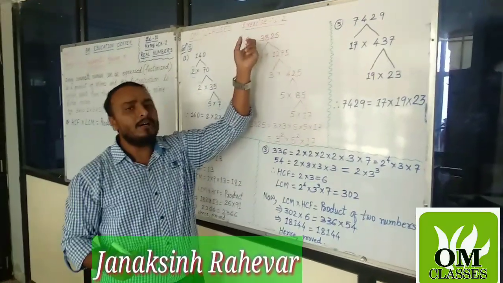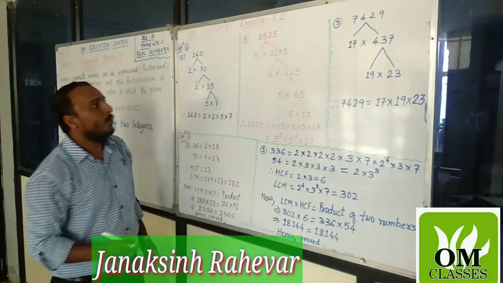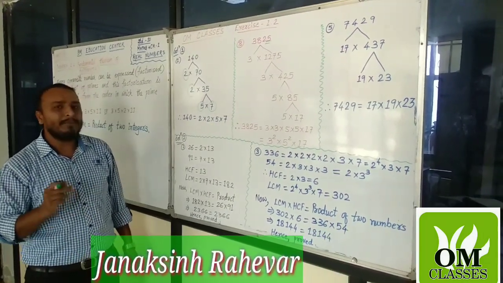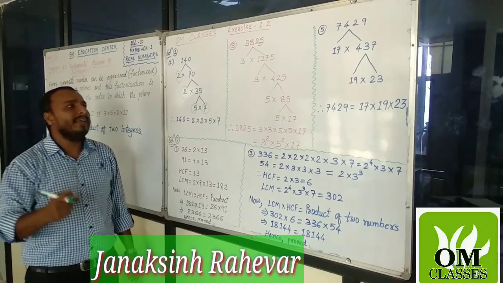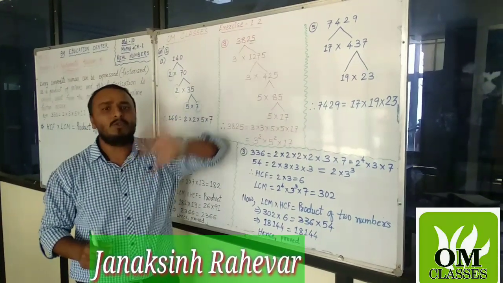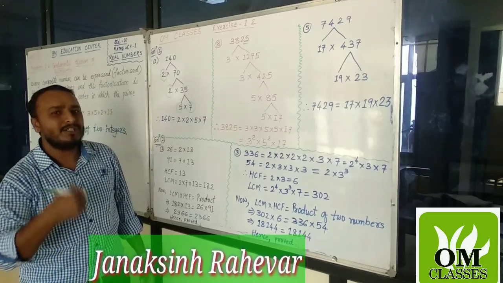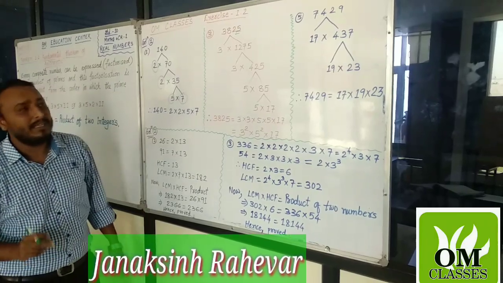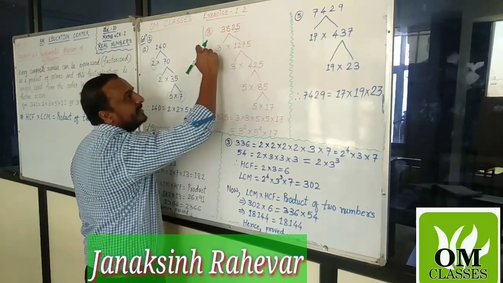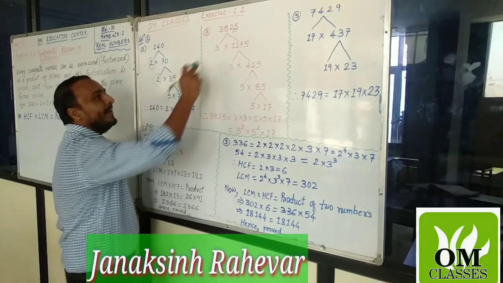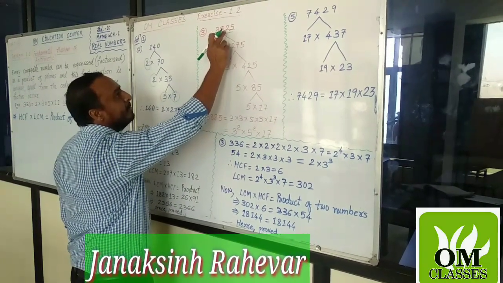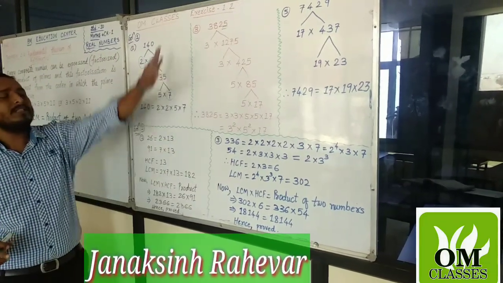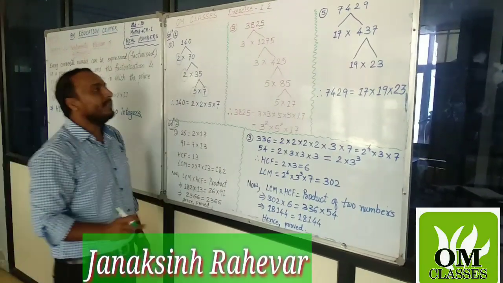Third question: 3825. The last digit is 5. You should remember the divisibility tests. The prime numbers are 2, 3, 5, 7 and so on. The last digit is 5, so it cannot be divided by 2. The next prime number is 3, so let's check whether this number is divisible by 3. Here students make a mistake: they see 5 and directly divide by 5. No, you have to add the digits. 3 plus 8 is 11, plus 2 is 13, plus 5 is 18. So 18 is divisible by 3, and this number can also be divided by 3.